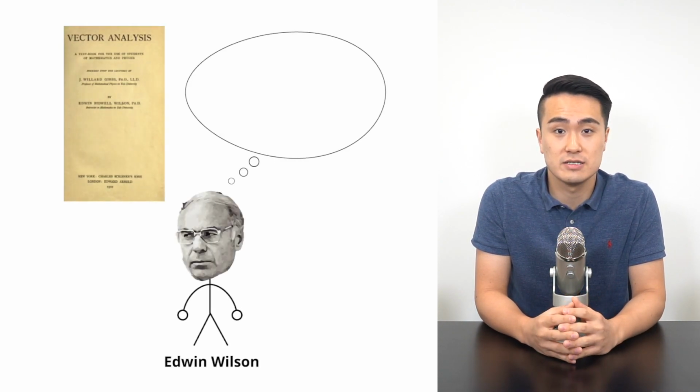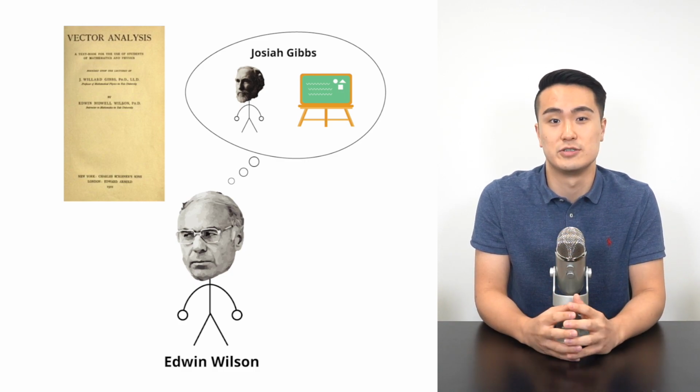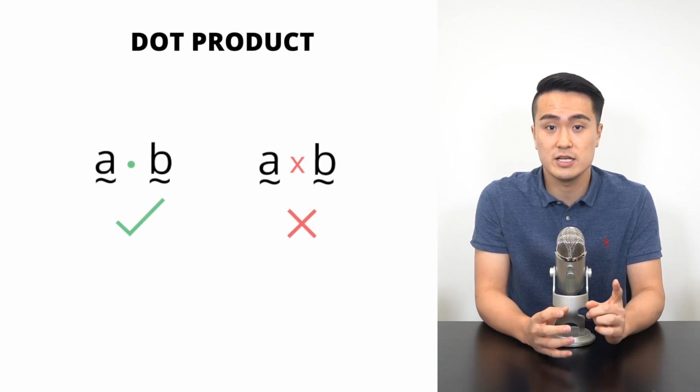Similarly, what does it even mean to multiply vectors? How can we multiply vectors when they're just arrows? The simple answer is that we can't use the standard multiplication. But in Vector Analysis written by Edwin Wilson, founded upon the lectures of Josiah Gibbs, a concept called the dot product was introduced. The dot product of vectors is written with a dot, so make sure you try not to use the times symbol.